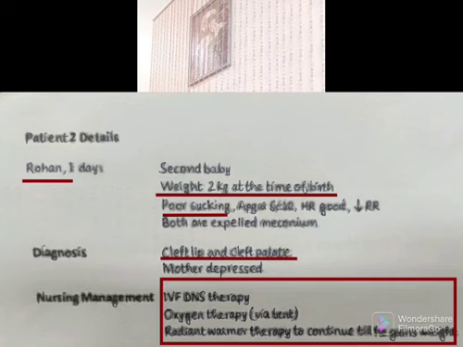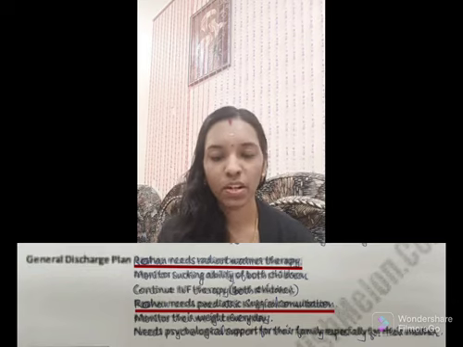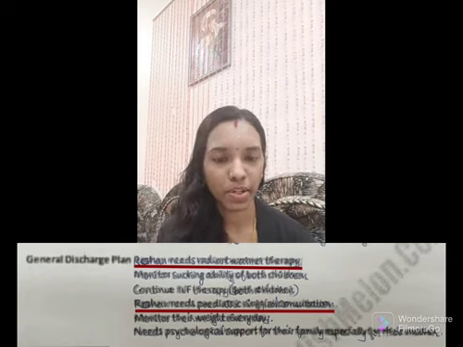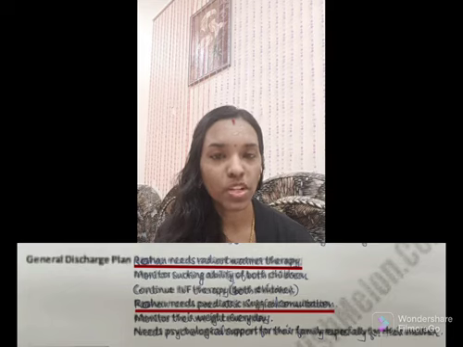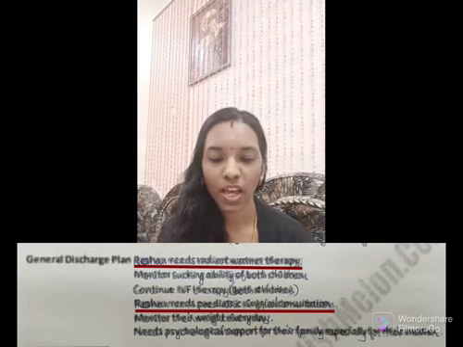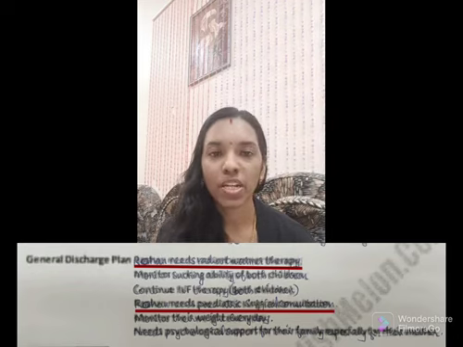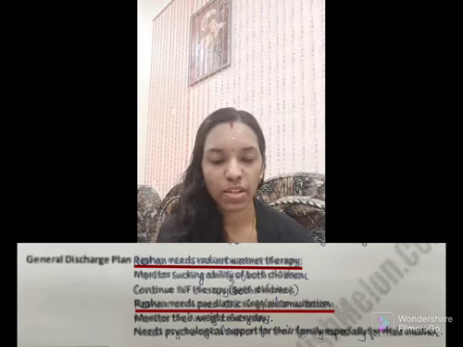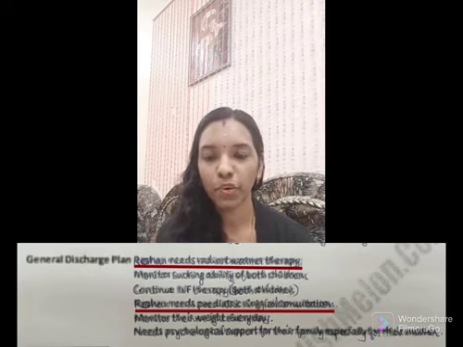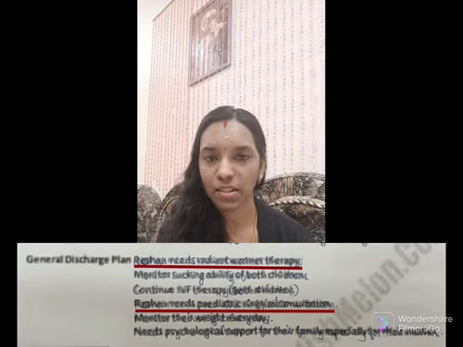It's something confusing, but you have to segregate the nursing management. The future management: Rohan needs radiant warmer therapy. That is, the second baby needs to continue warmer therapy. Monitor the sucking ability of both children. So this is common for both children. Continue intravenous fluid therapy for both children. And Rohan needs pediatric surgical intervention for cleft palate and cleft lip. Monitor their weight every day. This is common for both babies. Need psychological support for their family, especially for their mother. So here, for Rohan specifically, we need to continue radiant warmer therapy, and he needs surgical intervention.